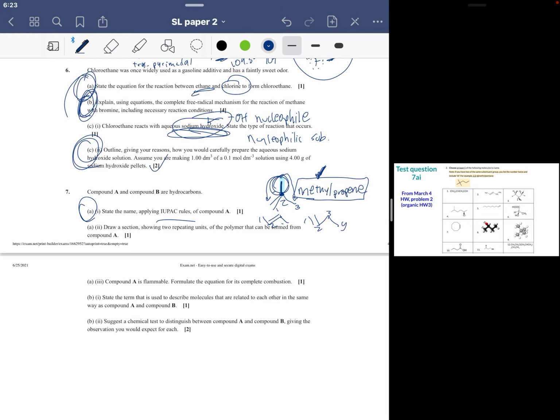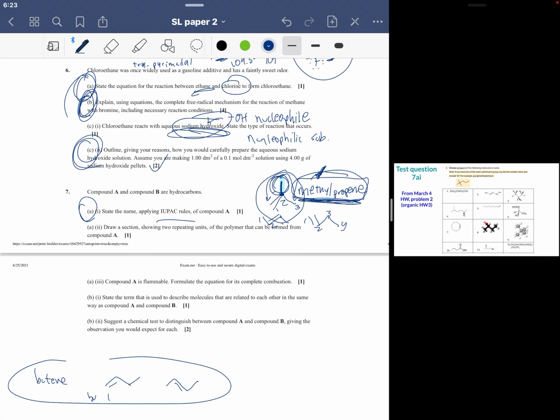If I write methylpropene, this is the only molecule that I could make. Whereas if I wrote butene, well, I could make but-1-ene or but-2-ene, and these are two different molecules. But with methylpropene, this is the only molecule that I could make and have it fit methylpropene. So butene, we do need numbers. This is but-1-ene and but-2-ene. With methylpropene, we do not, and actually we should not put numbers.